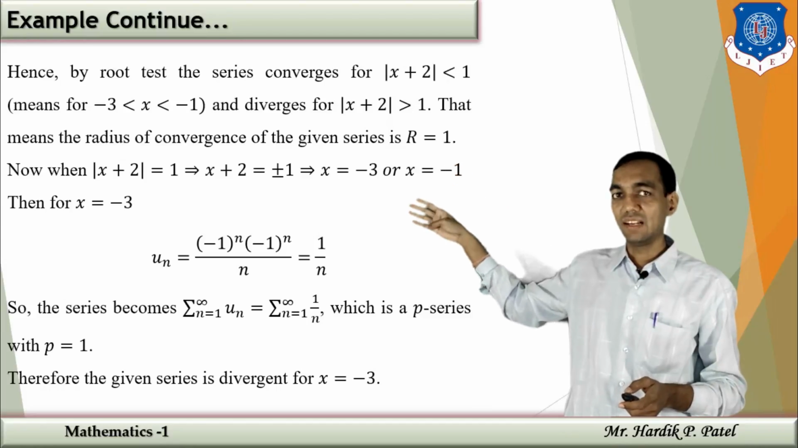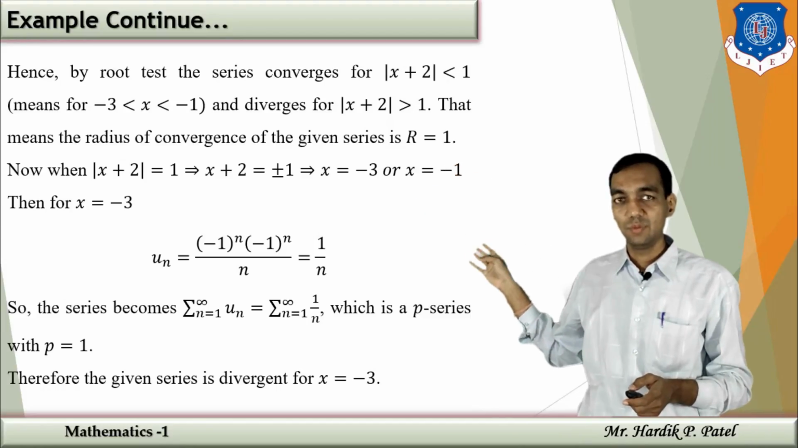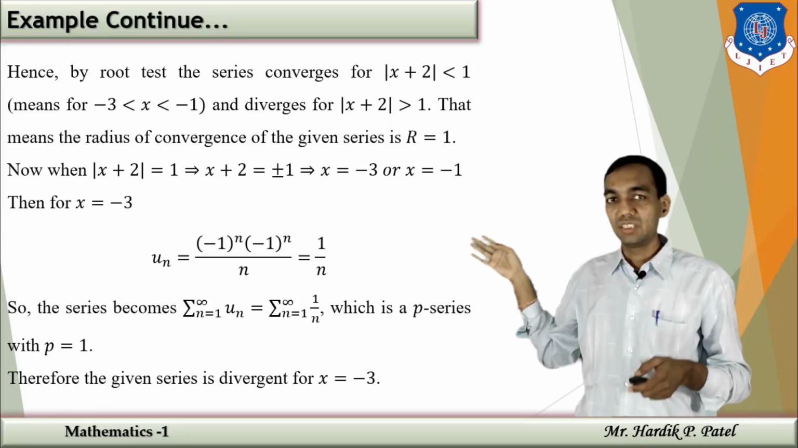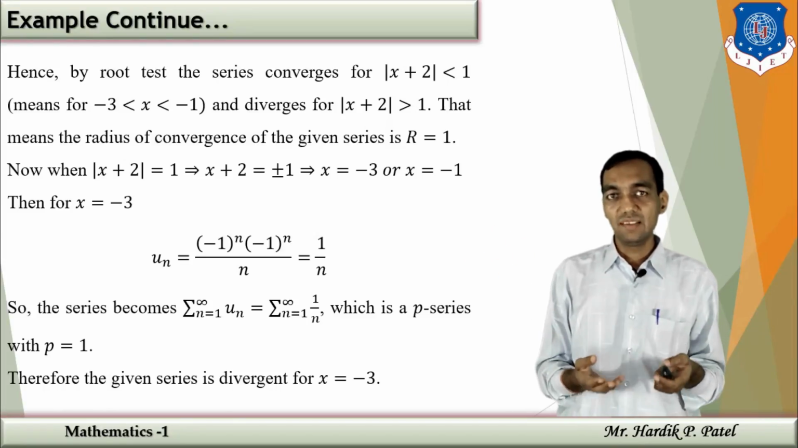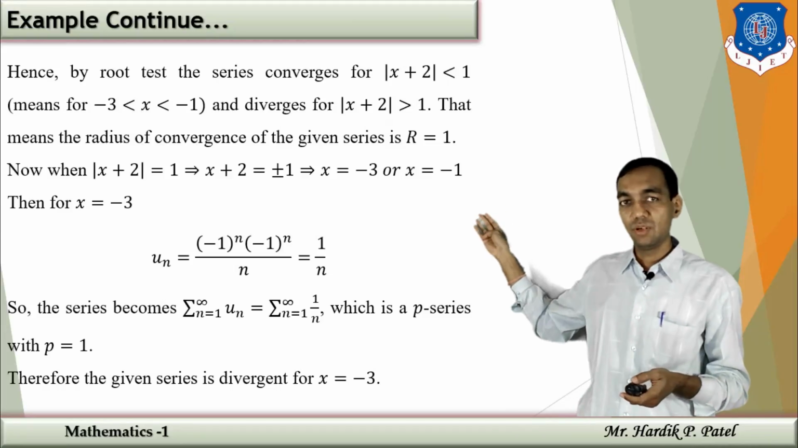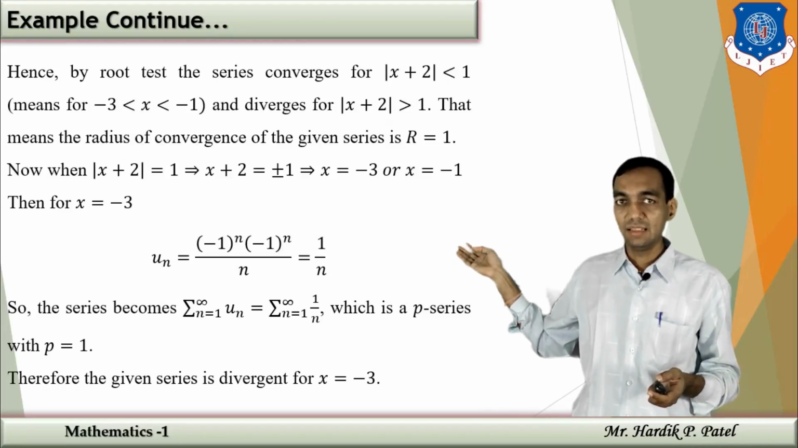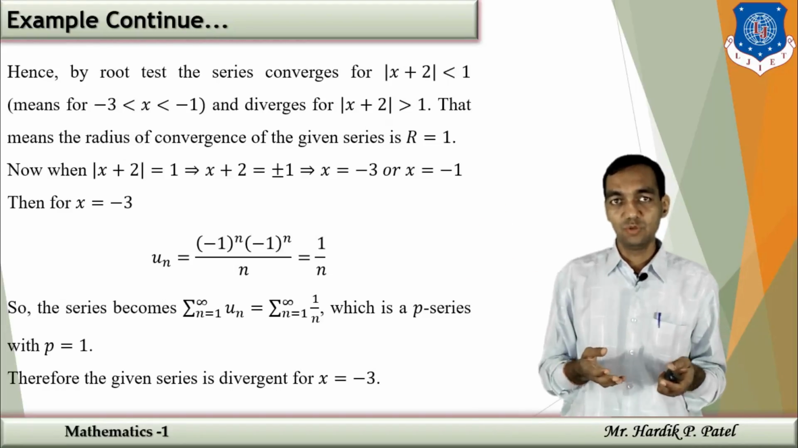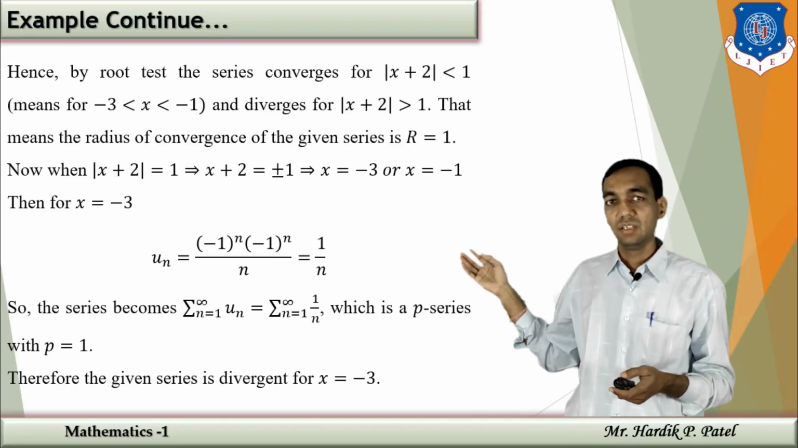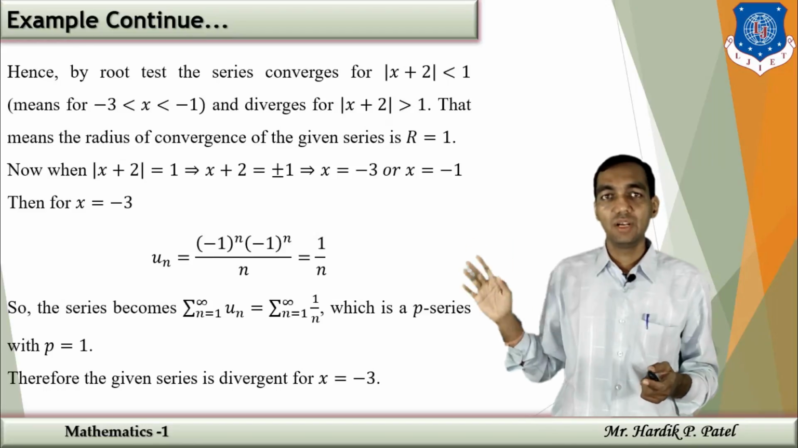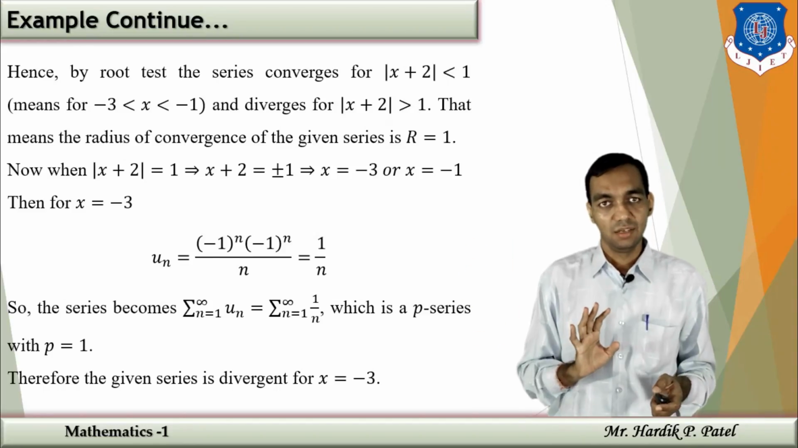So you will have (-1)^n times 1/n, that will be 1 by n. But sigma 1 upon n is your p-series, and p-series with p equal to 1 is obviously divergent, because p is 1. So sigma un is divergent, that means your series is divergent for x equal to minus 3.